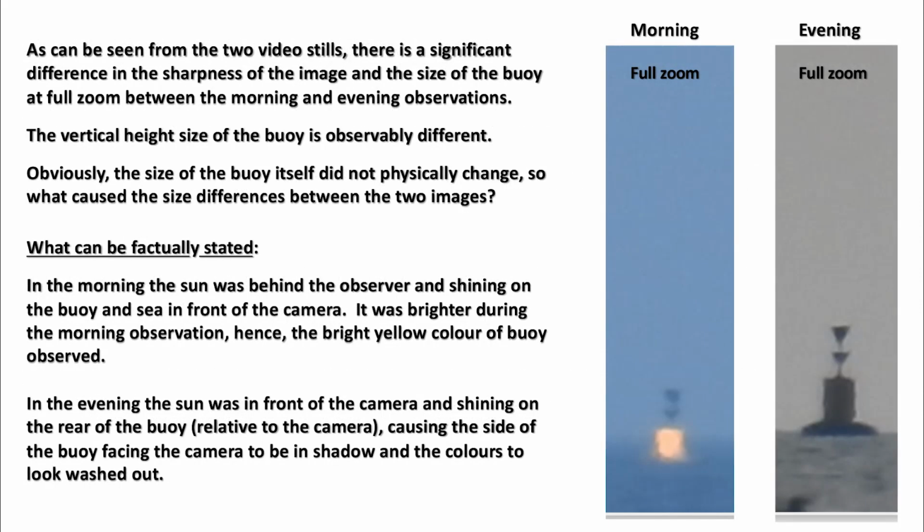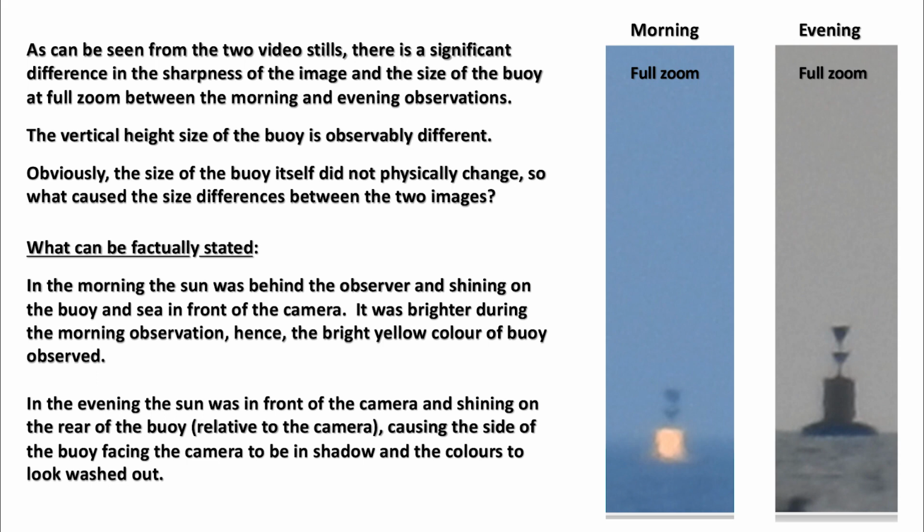As can be seen from the two video stills, there is a significant difference in the sharpness of the image and the size of the buoy at full zoom between the morning and evening observations. The vertical height size of the buoy is observably different. Obviously, the size of the buoy itself did not physically change, so what caused the size differences between the two images? What can be factually stated?